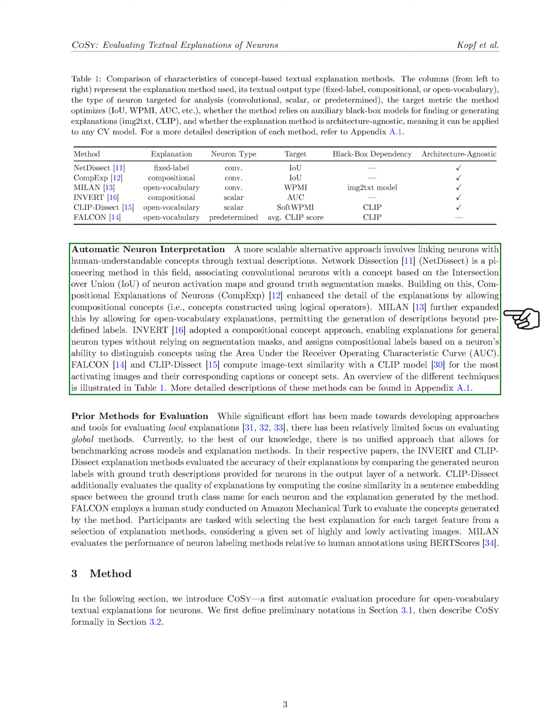Another scalable approach is automatic neuron interpretation, which links neurons with human understandable concepts through textual descriptions. Methods like network dissection, compositional explanations of neurons, and others associate neurons with concepts based on activation maps and ground truth segmentation masks, enhancing the detail and scope of explanations provided. These methods enable a deeper understanding of how neurons function in DNNs.